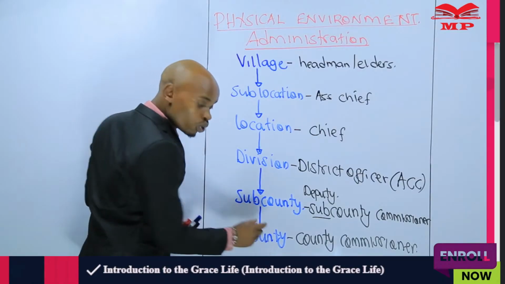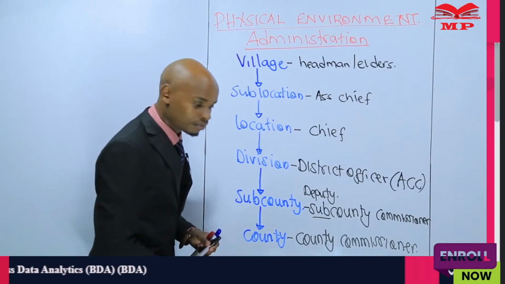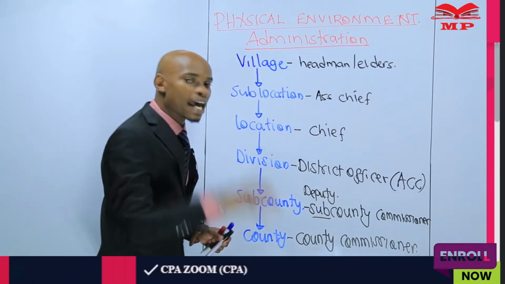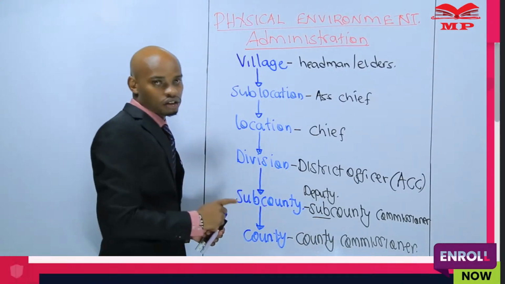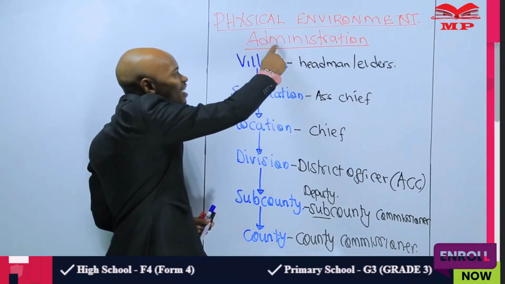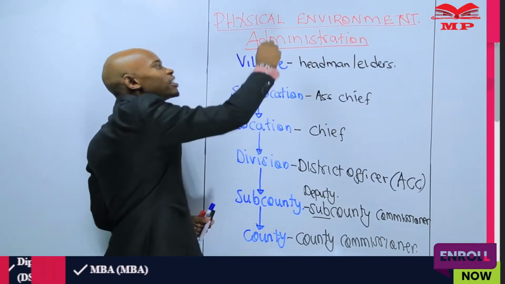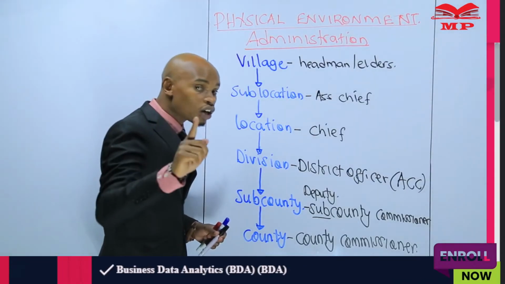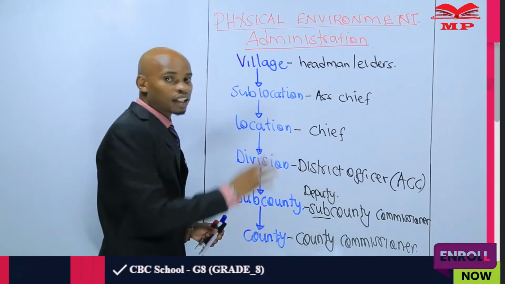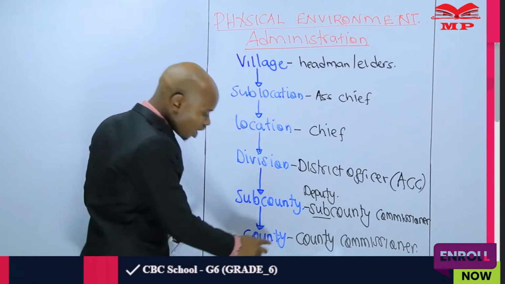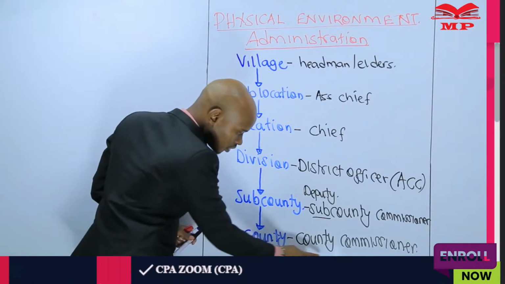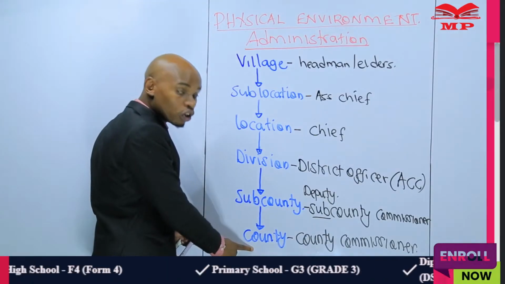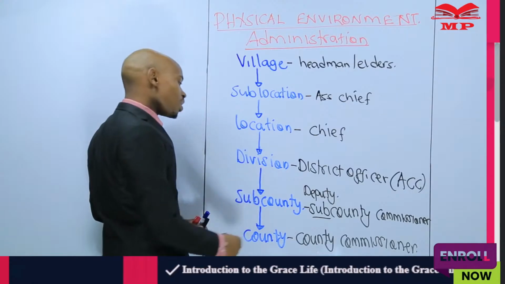In county, who represents the national government? County commissioner, not the governor. The governor is the head of the county, but not the senior administrator. Administrators are the people who represent the national government and the president in an area. So county commissioner is the administrator of the county. Not the head of the county, the administrator of the county.